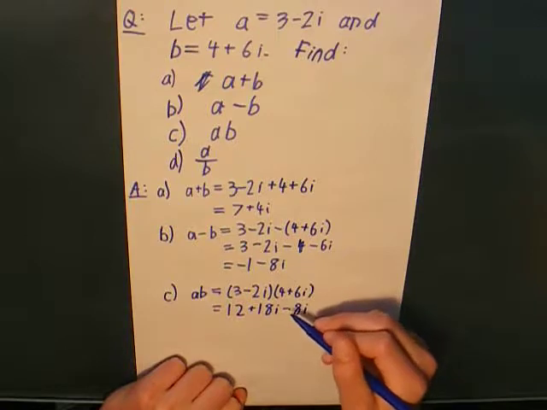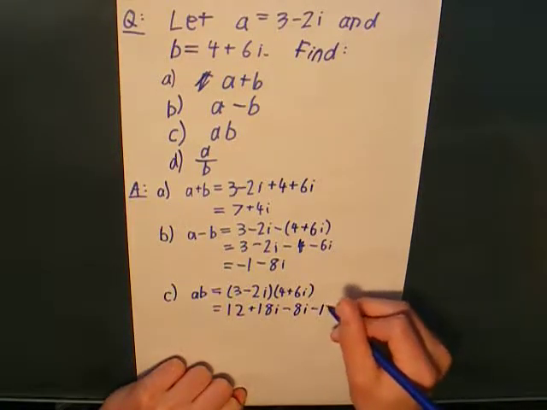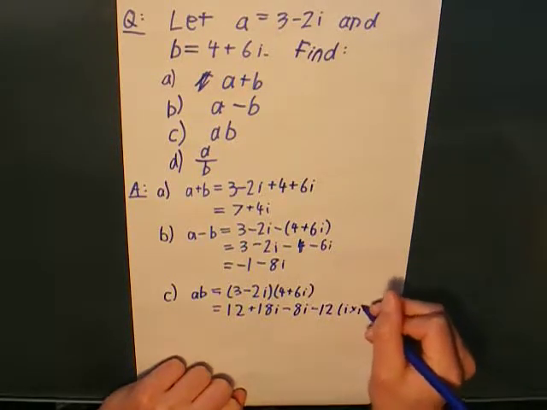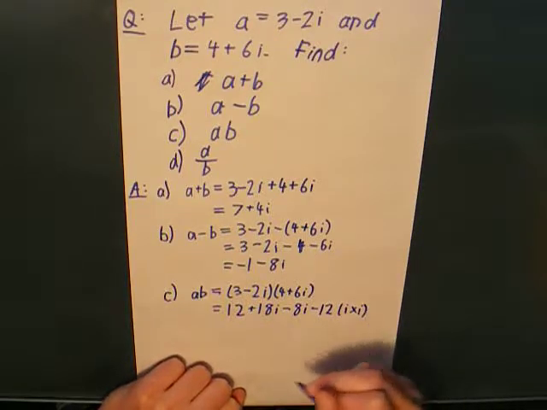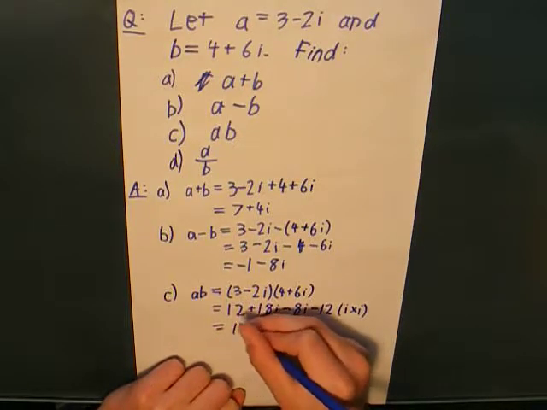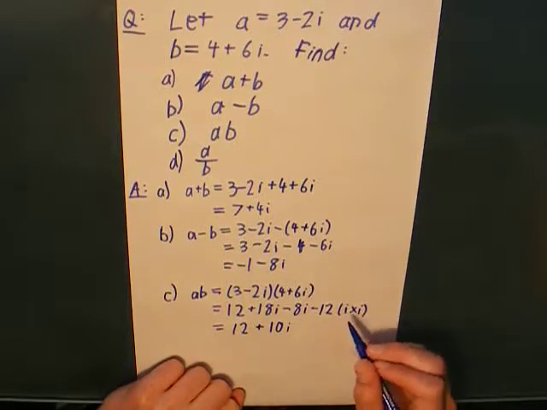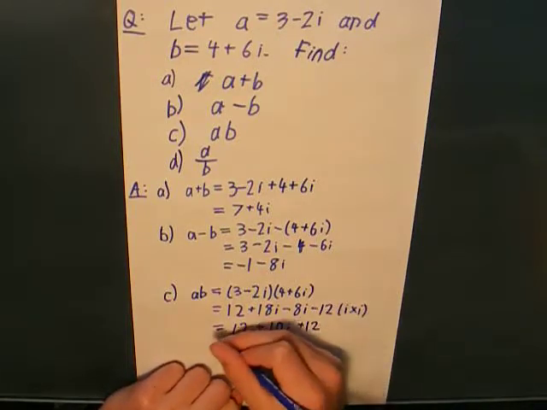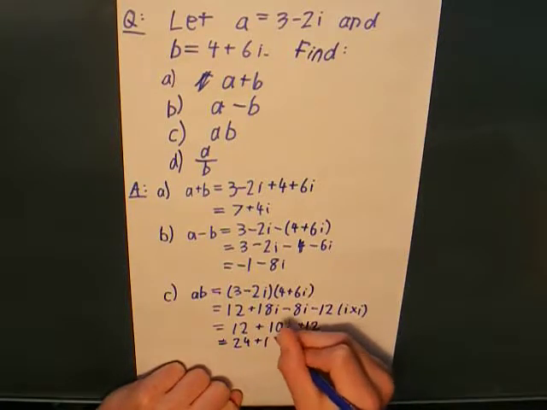And then we've got minus 2i times 6i, or minus 12i times i, which is negative 1, so equals 12 plus 18i minus 8i, well it's just 10i. And we've got plus 12, which is just 24 plus 10i.